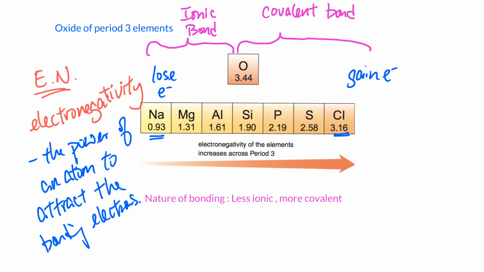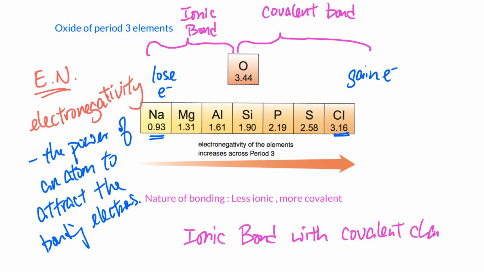Actually, there is something in the middle, ionic bond transitioning to covalent bond. In this transition, the ones in the middle, we call ionic bond with covalent character. So you just need to pay attention to that. The electronegativity increases across the period, and the nature of bonding, when they go from left to right, becomes less ionic but more covalent.